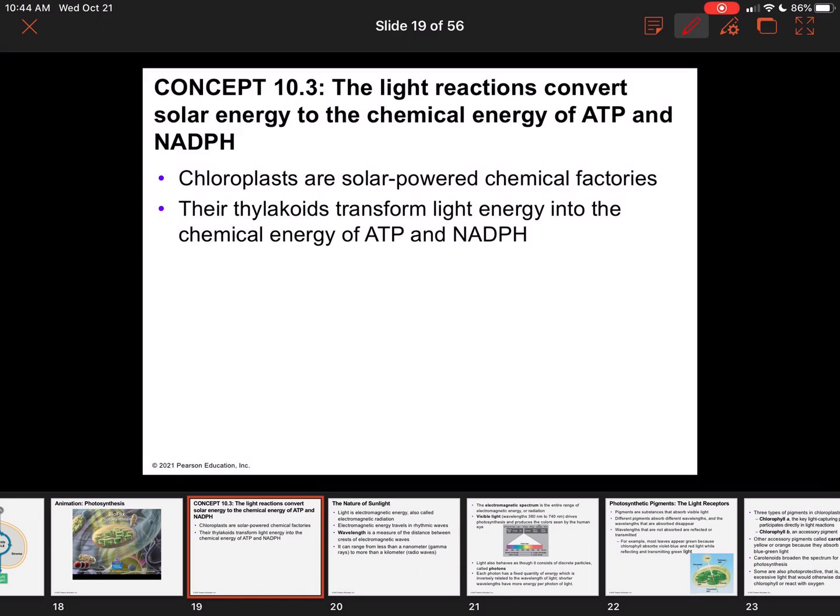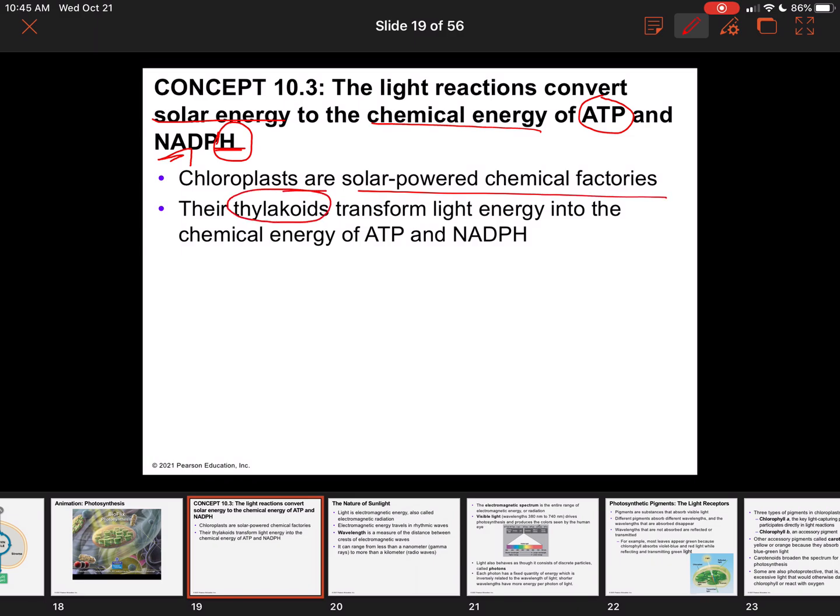In 10.3, it says the light reactions will convert solar energy to chemical energy. So we're going to take that sunlight and turn it into sugars. And we're also, in the process of doing that, going to make some ATP and some NADPH. Remember, NADP is our electron carrier that is going to pick up those hydrogens when the water molecules get split apart. And so the chloroplasts are kind of like little solar-powered chemical factories.